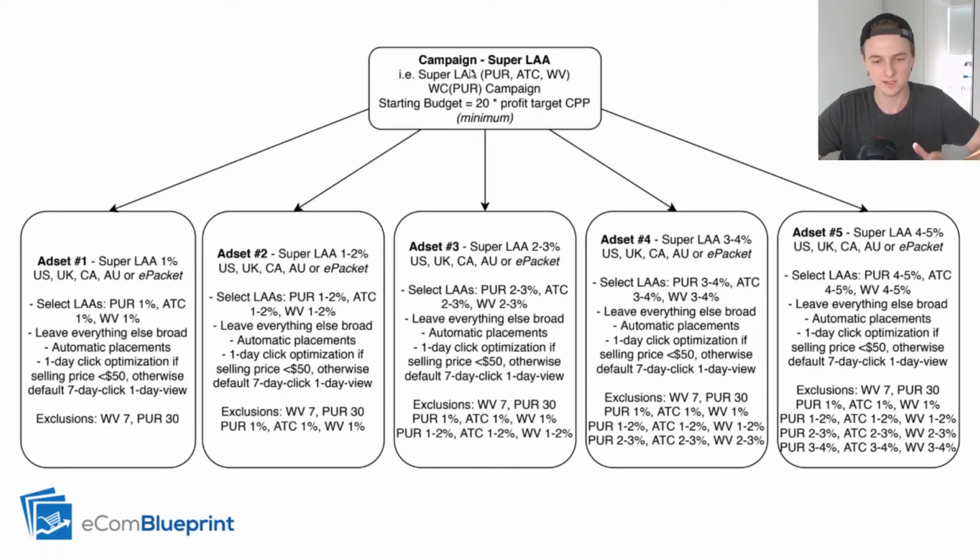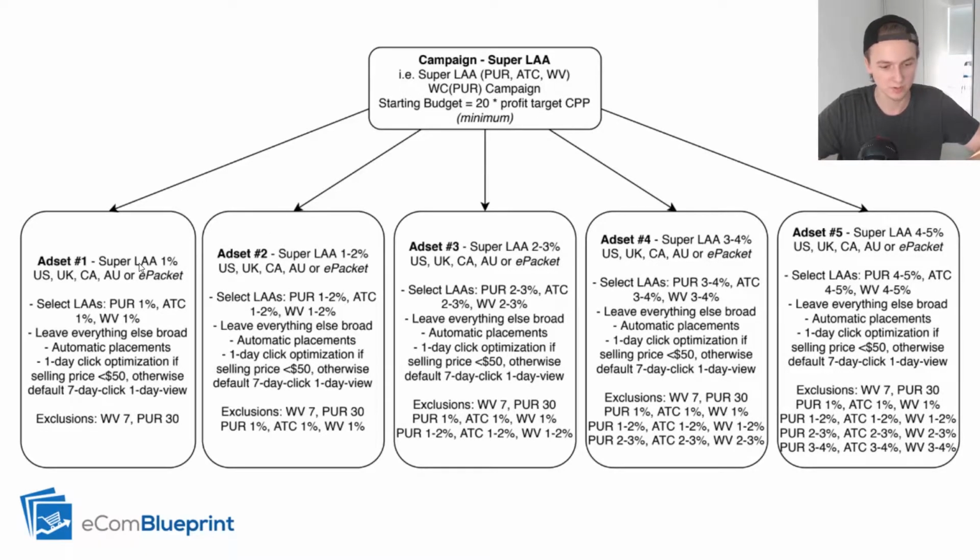So the campaign is super lookalike. This is just an example. Let's say that you're using purchase, add to cart, and website visitors lookalikes for the super lookalike. The optimization goal is website conversions purchase. And the starting budget, same thing, 20 times your profit target cost per purchase minimum. Now you have 5 ad sets here.